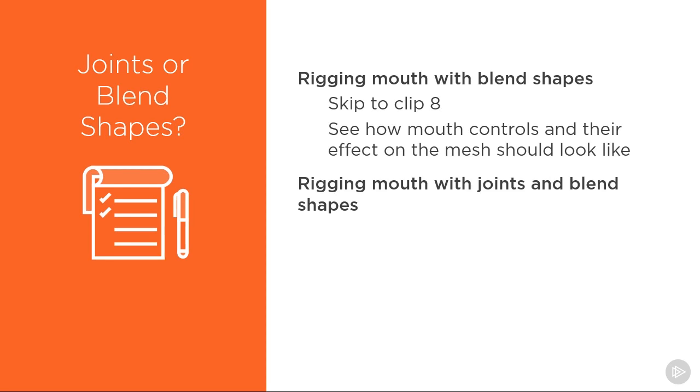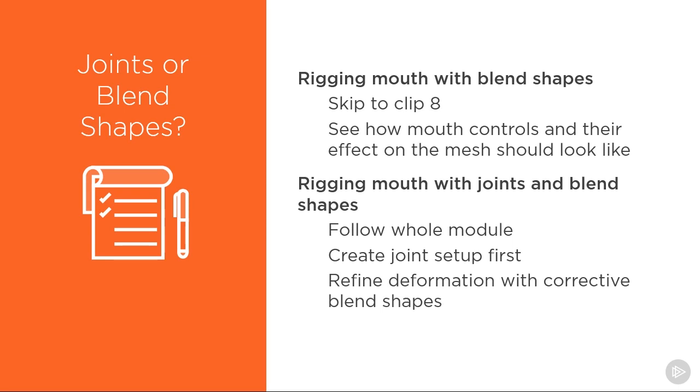If you want to follow this module completely, then you will learn how to generate a mouth rig using joints as base deformation and adding blend shapes on top to refine the shapes to make them look better and to help with possible skinning flaws. You will then create a joint setup first, including the skinning, and then refine the deformation with corrective blend shapes on top.